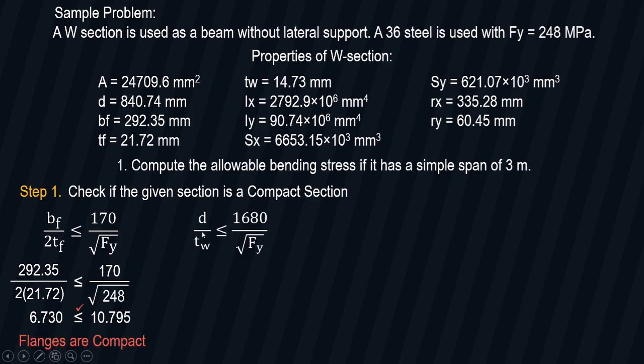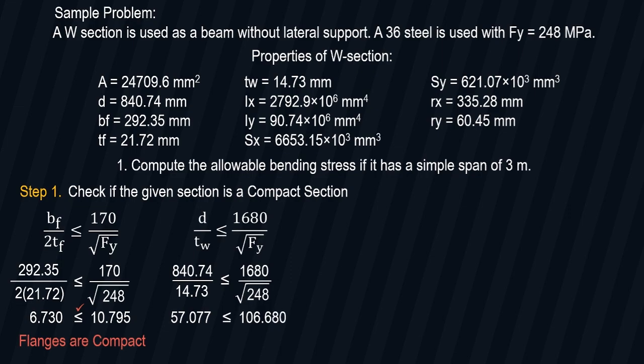And this other equation is used to check whether the web of the section is compact. Using equation 2, we have the depth, which is 840.74 mm, and the thickness of the web, which is equal to 14.73 mm. On the right side, we have 1,680 over the square root of Fy, where Fy is 248 megapascal. Simplifying both sides, on the left we have 57.077, and on the right side of the equation we have 106.680. Since the equation is correct, we can say that the web is compact.